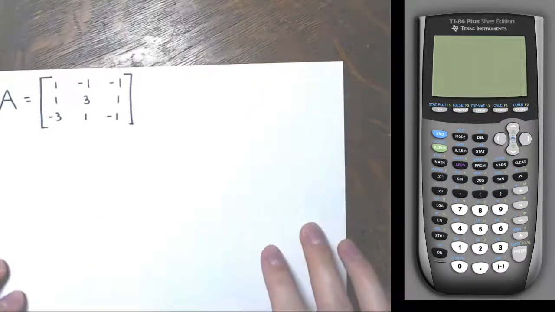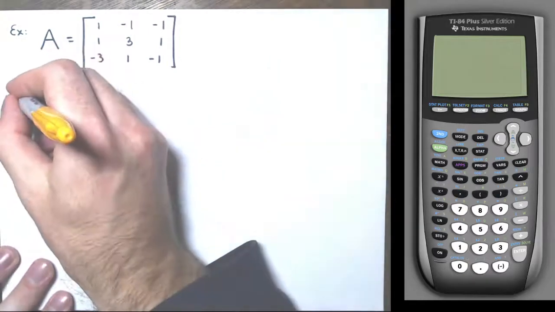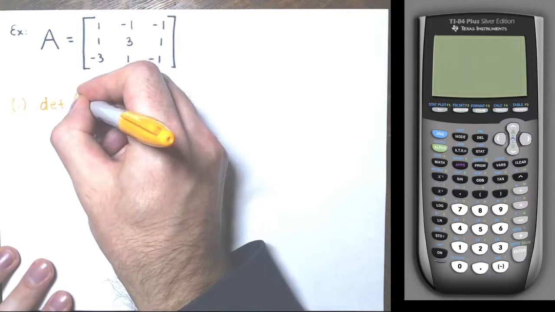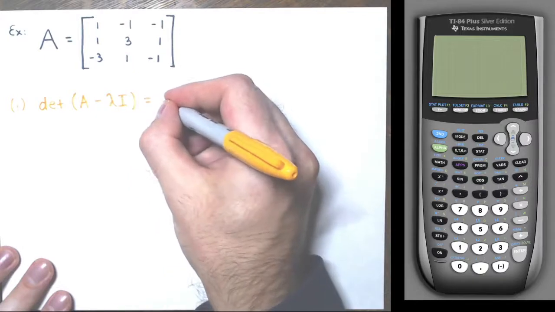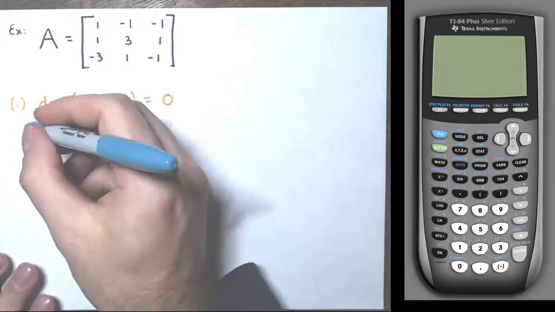All right, next one. Now we're working up to our 3 by 3s. I'm doing the same stuff. This one isn't diagonal, it's not triangular, so I can't tell what the eigenvalues are immediately. So let's solve the characteristic equation and find the eigenvalues, right? So when is the determinant of A minus lambda I equal to 0?